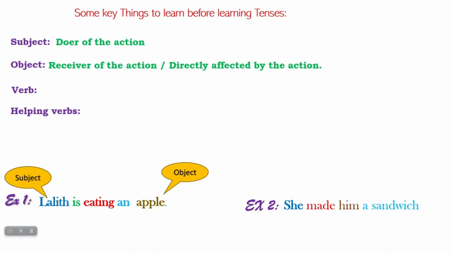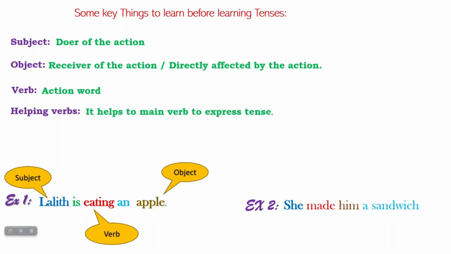Next, verb. Verb is an action word that describes what the subject is doing. And here, Lalit, what action is he doing? Eating. So, eat is the verb. And next, helping verb. It is always used with the main verb to express time or tense, like the action happened in the past or is happening in the present or will happen in the future. It tells the time. Simply, we can say that it tells us the timing of the action.